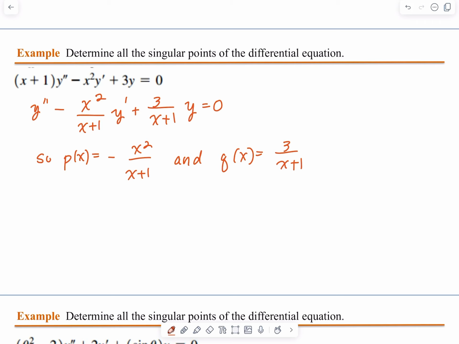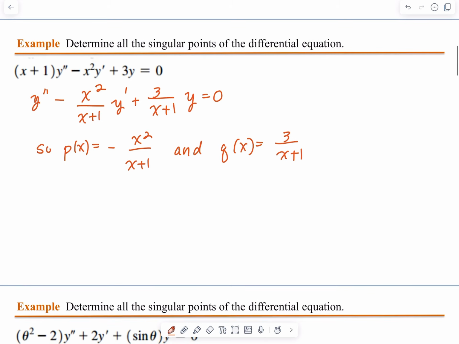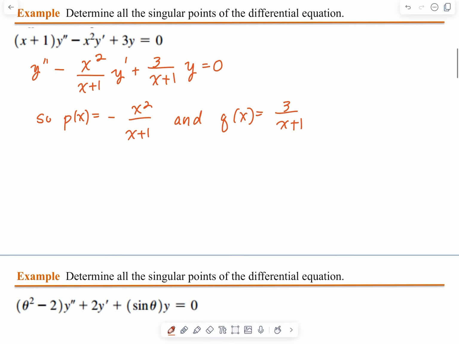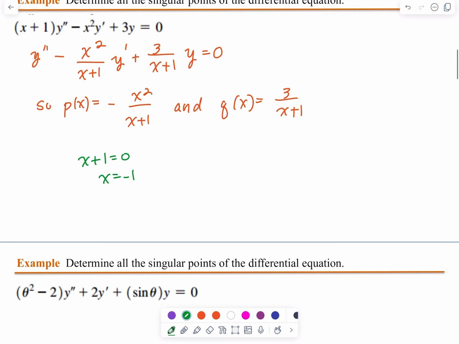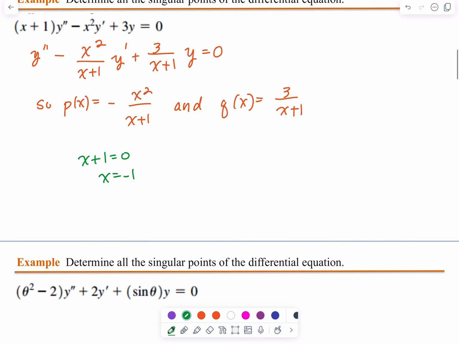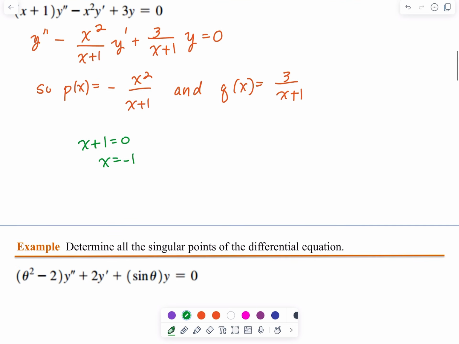So these functions are rational functions, and they are analytic everywhere except at the zeros of their denominator. So let's set the denominator equal to 0, and of course we have x equal to -1. This is a point of discontinuity for both p of x and q of x. So therefore x equal to -1 is actually the only singular point of the differential equation.